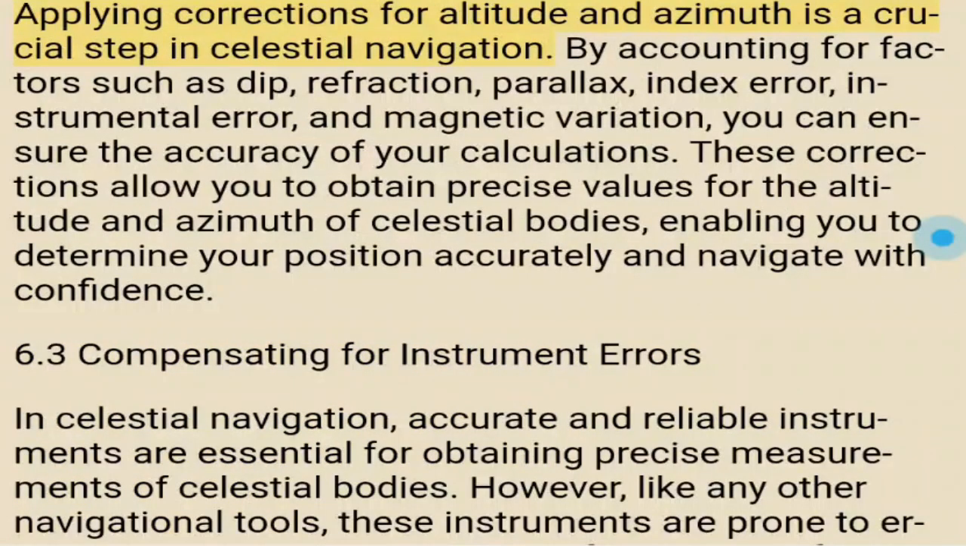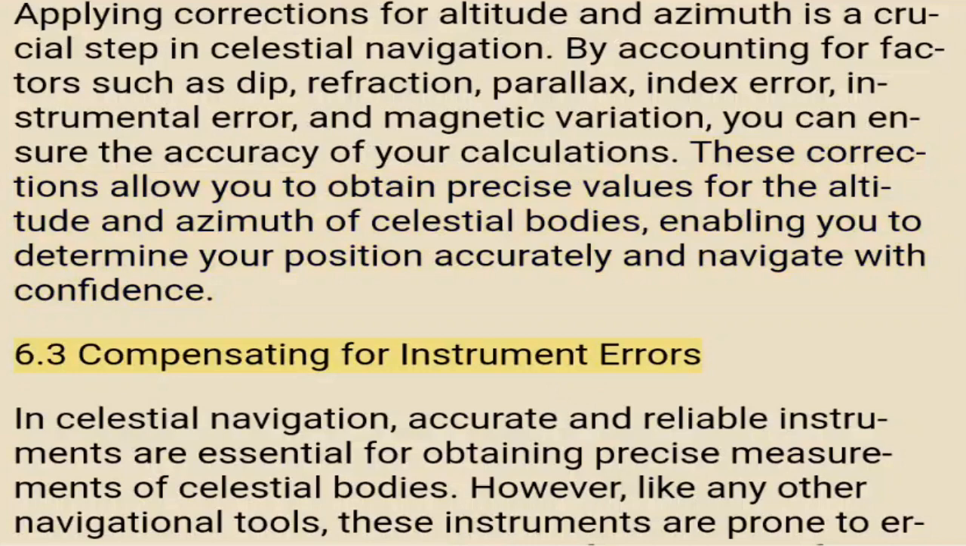Conclusion. Applying corrections for altitude and azimuth is a crucial step in celestial navigation. By accounting for factors such as dip, refraction, parallax, index error, instrumental error, and magnetic variation, you can ensure the accuracy of your calculations. These corrections allow you to obtain precise values for the altitude and azimuth of celestial bodies, enabling you to determine your position accurately and navigate with confidence.